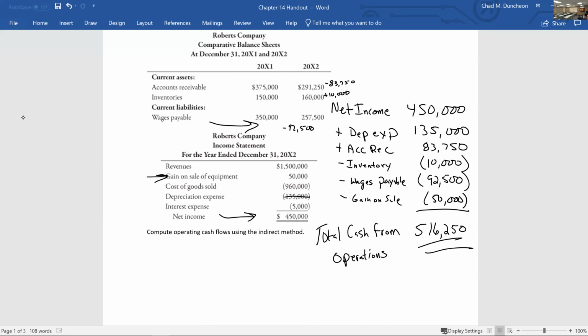Remember, it's just those 4 steps. 1, add back non-cash expenses. 2, compare current assets, inverse relationship. 3, compare current liabilities, direct relationship. And then 4, remove investment activities, subtract gains, add losses.